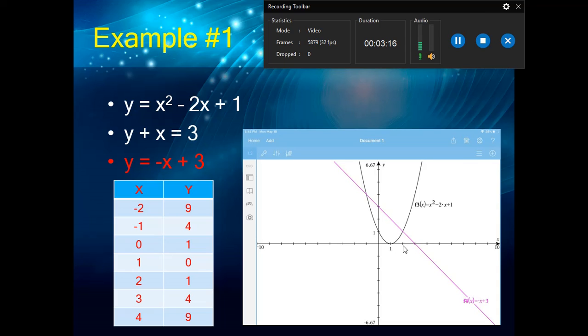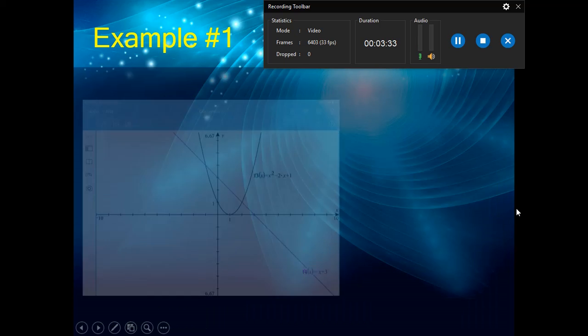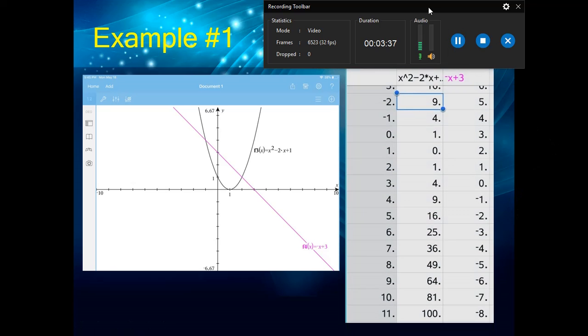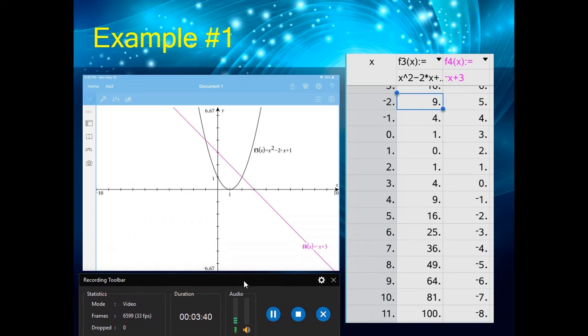Right here, it looks like it's at 2, 1. And then on the other side, it looks like -1, maybe 4. I want to make sure I get the exact location, so I'm going to ask the iPad to make a table. Now, when you have 2 functions graphed, you can get both functions tables to display at the same time.